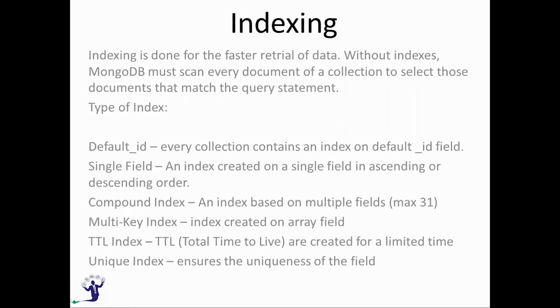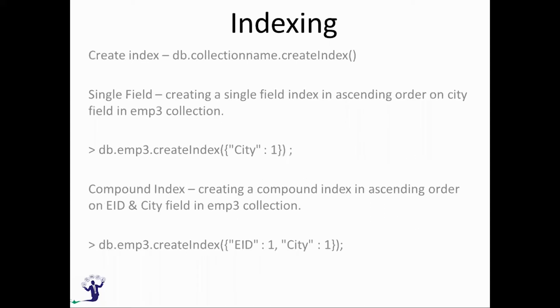The next index is the single field index. The index which we create on any field in ascending or descending order is known as a single field index. Then we have a compound index, which is based on multiple fields. Then we have a multi-key index, which is based on an array. We will see about it. Then we have TTL, which stands for time to live. It is an index which is created for a certain period of time. Then we have the unique index, which ensures the uniqueness of the field.